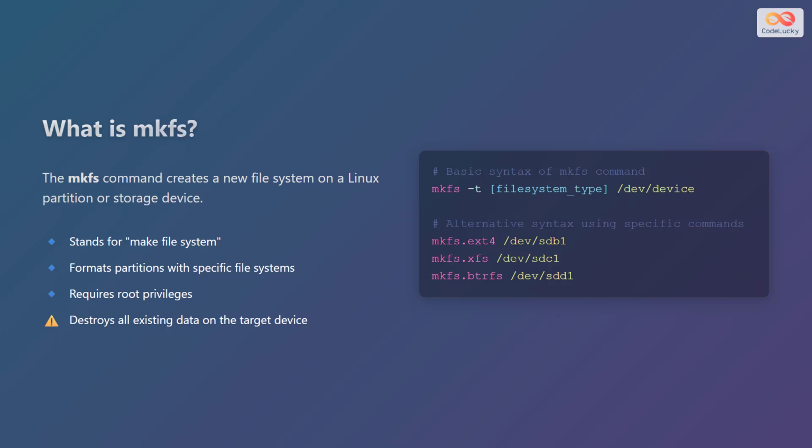The basic syntax of the mkfs command is mkfs -t [file system type] /dev/device. An alternative syntax uses specific commands such as mkfs.ext4 /dev/sdb1, mkfs.xfs /dev/sdc1, mkfs.btrfs /dev/sdd1.